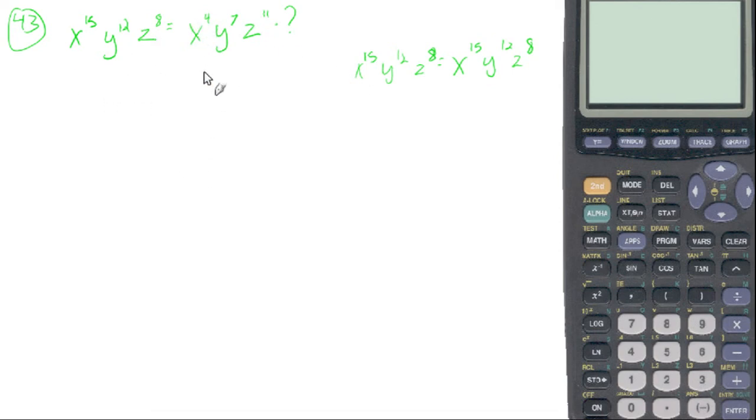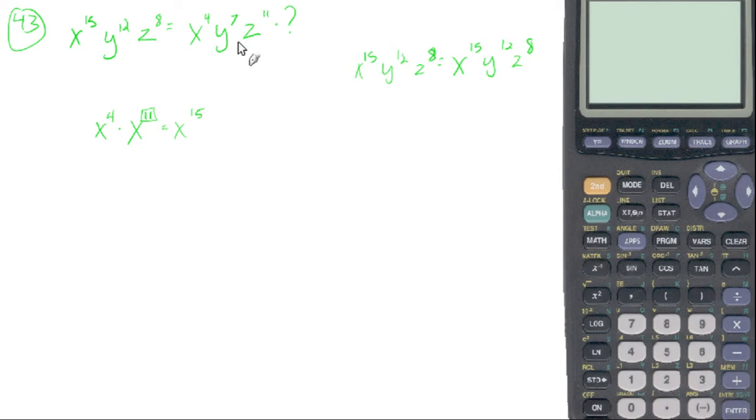Well, let's look at the x part. We would need to multiply the x by something that would result in an x to the 15th. Okay? Well, x to the 4th times x to the something needs to be equal to x to the 15th, right? That part of the question mark needs to fill this in. So what would we put there for the exponent? Well, what would we add to 4 to get to 15? We would add 11. Right? We need an x to the 11th in there. Okay, so that takes care of the x part of it.